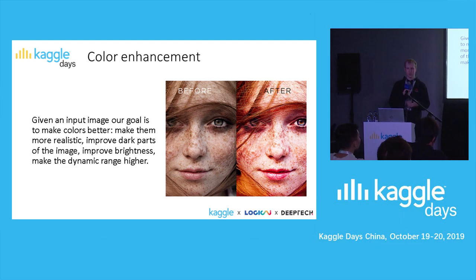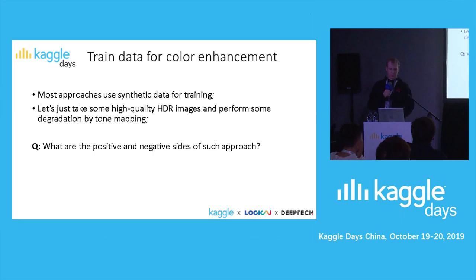Okay, let's move to the third important task, which is called color enhancement. The screen here is not very good. It doesn't enhance any colors, it just does a degradation of colors. So you cannot see a real picture here. So the goal of the color enhancement problem is to take an input image and make the colors better. For example, it should improve some dark parts of the image, improve correctness, and make the dynamic range much higher, like from LDR, low dynamic range images, to HDR.